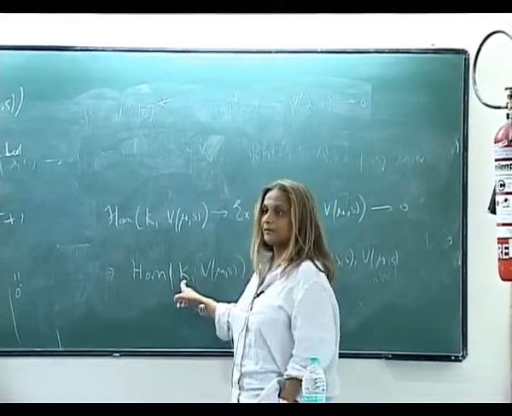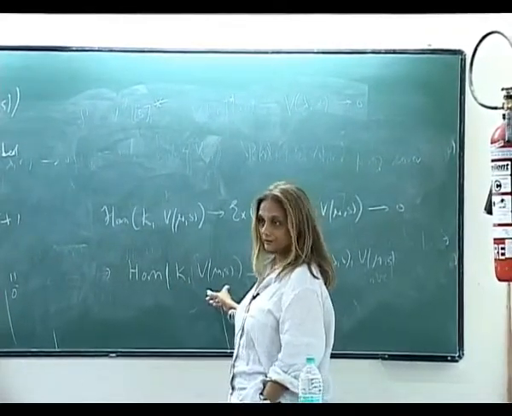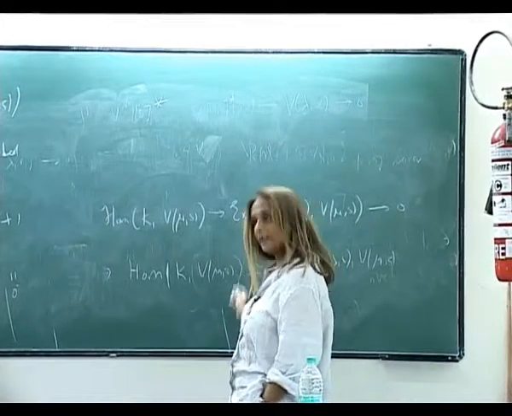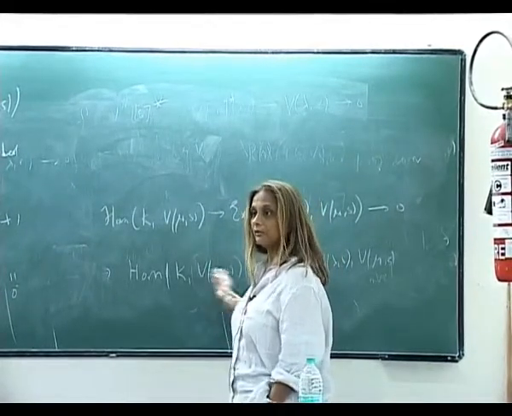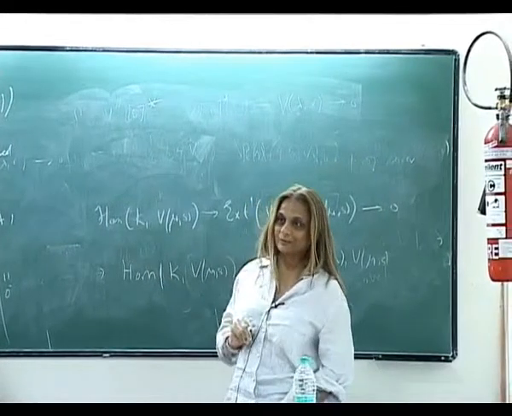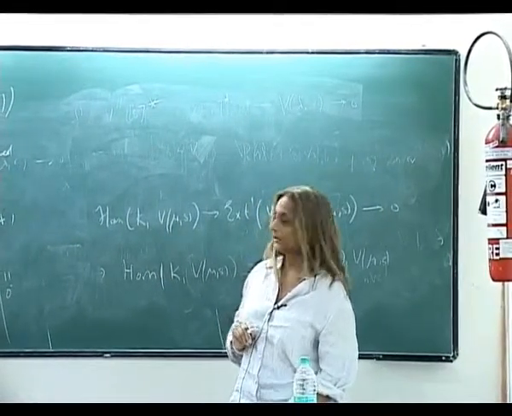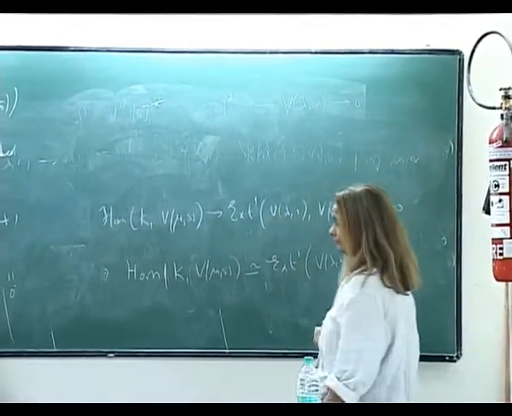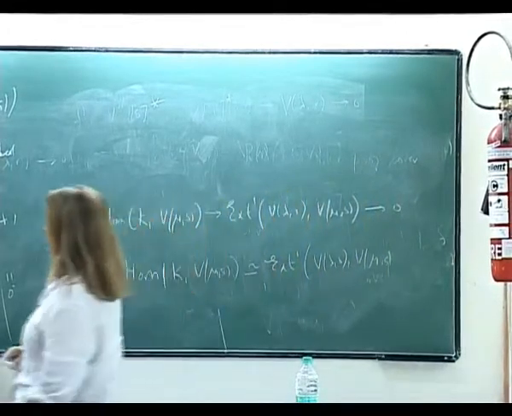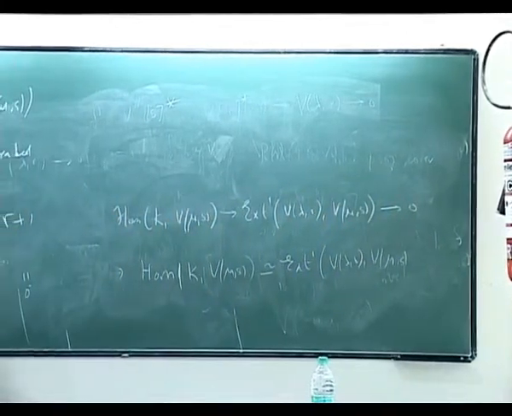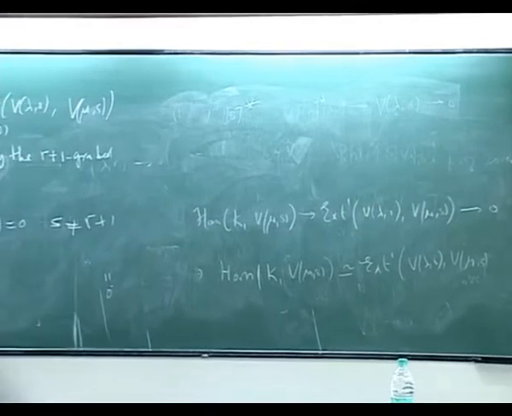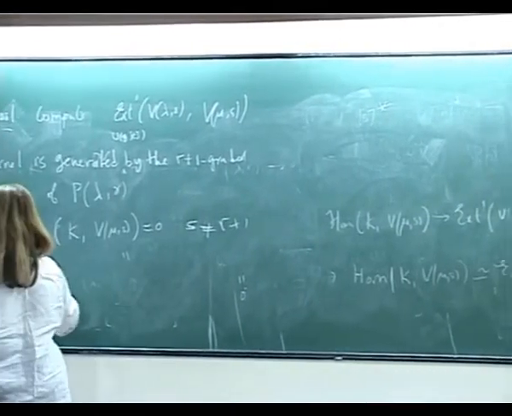So the R plus 1th graded piece must go to something non-zero here. But this all lives in grade S. So the only way it can go to something non-zero is if S is R plus 1. Okay? So at least now I've got control of S. Let's now analyze what the R plus 1th graded piece of this is.